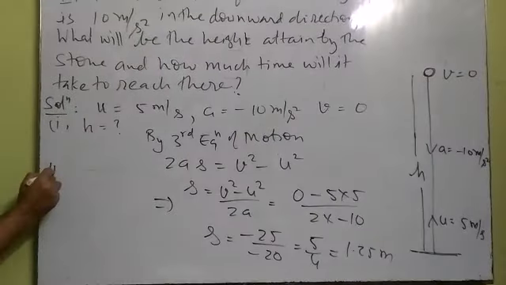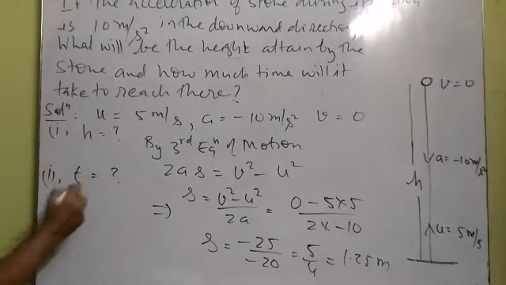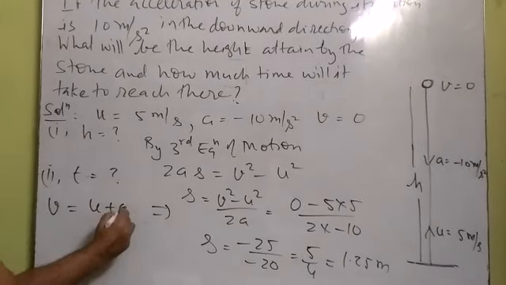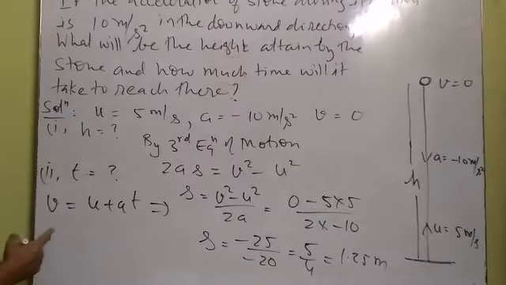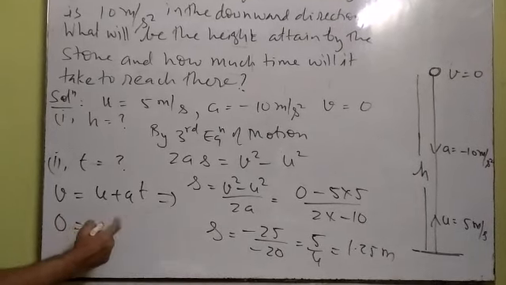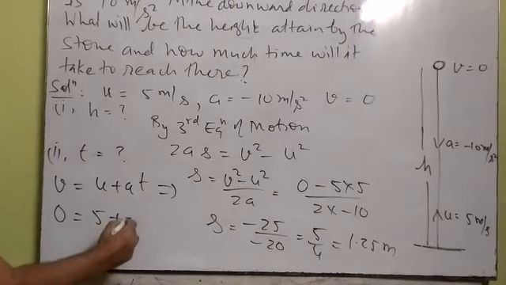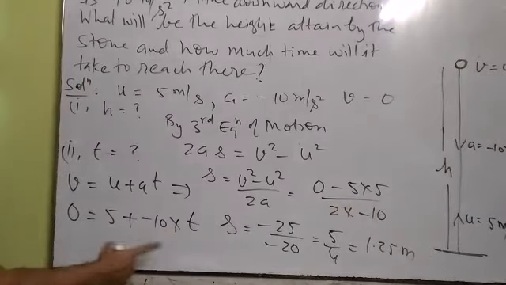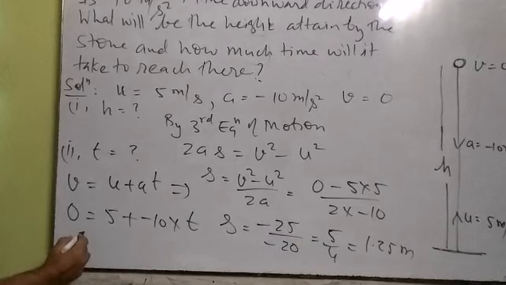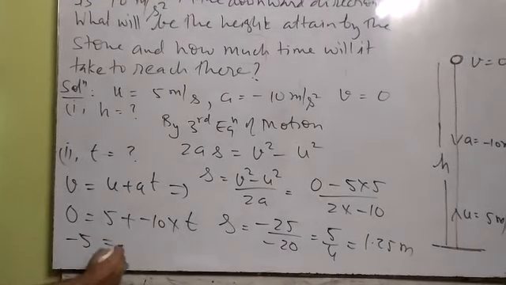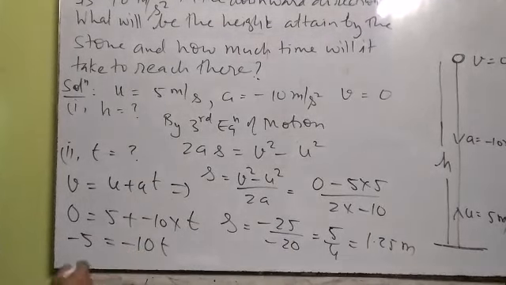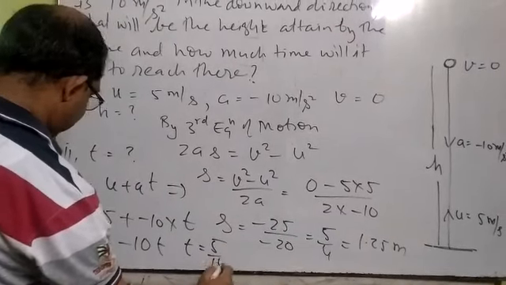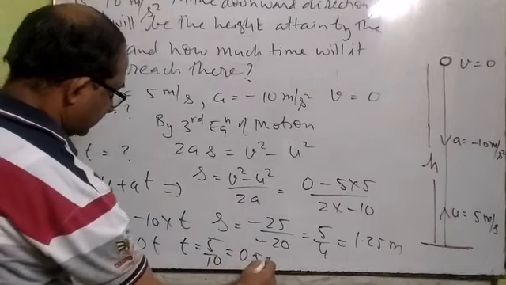In the second part, it asks for time. For that we can apply the first equation of motion, v is equal to u plus at. So place the value of v as 0, value of u as 5, value of a as minus 10 and it is t only. So it is minus 5 is equal to minus 10t, minus minus cancel, so the value of t is 5 by 10, it is 0.5 second.